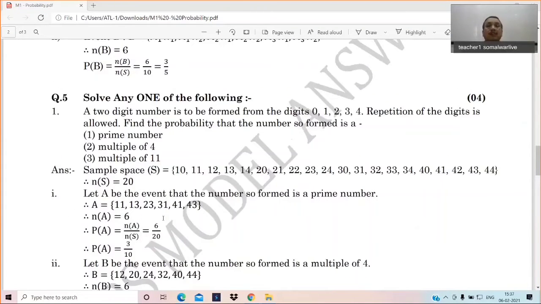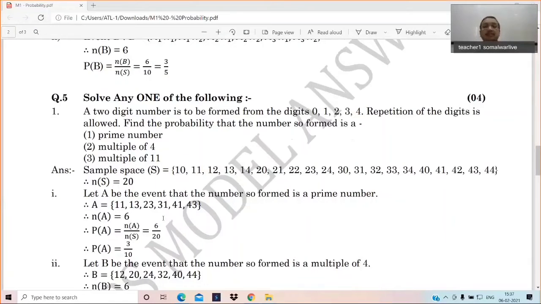So first is, a 2-digit number is to be formed from the digits 0, 1, 2, 3, 4. Repetition of the digits is allowed. This is important here. The repetition of digits is allowed. That means the numbers 11, 22, 33, 44 will be allowed. So number of sample points will increase in the sample space. Find the probability that the number so formed is, first, a prime number, second, a multiple of 4 and third, a multiple of 11.